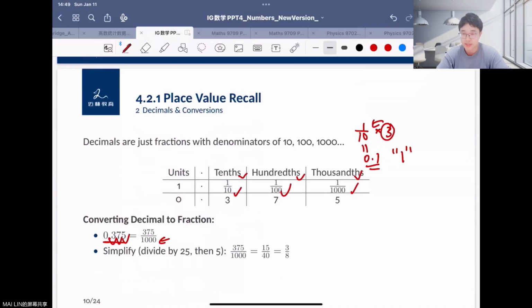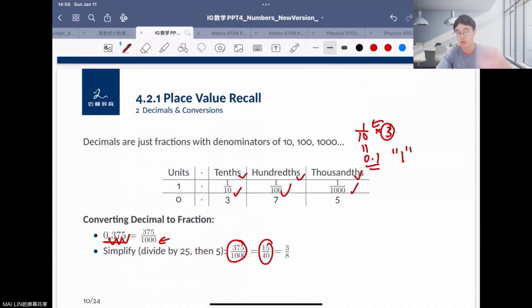Here you can also simplify, like in the last lesson when we learned about decimal places and fraction numbers. We can divide them by 25 at the same time, so it becomes 15 over 40. And then you can also divide it by 5 and it becomes 3 over 8. The answer also equals 0.375.